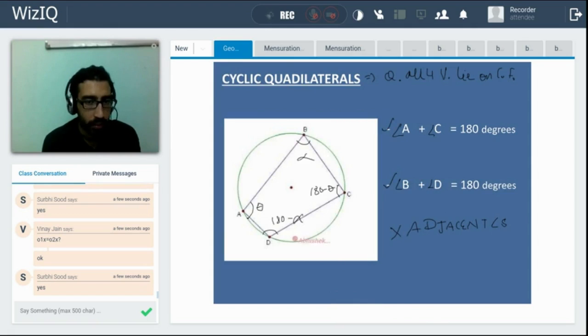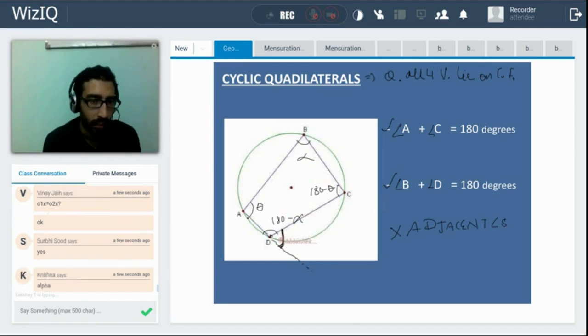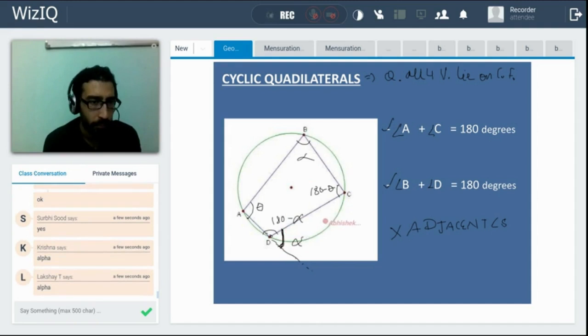Well, this also means, just so that this becomes clear, if I were to now extend AD, how much would this angle be? If angle B was alpha, how much would this exterior angle of D be? It will also be equal to alpha. Absolutely. So the exterior angle of a cyclic quadrilateral is equal to the opposite interior angle.